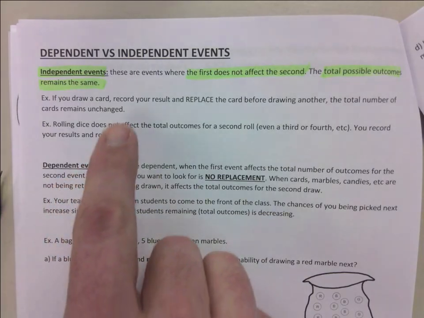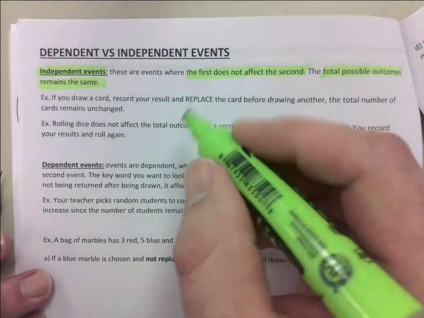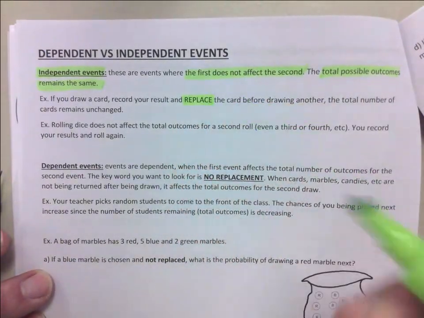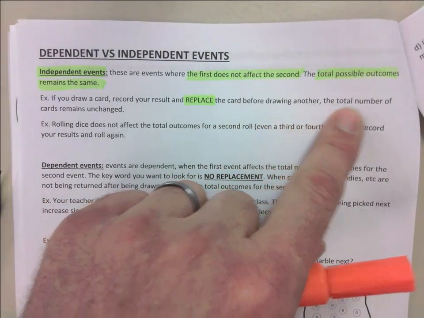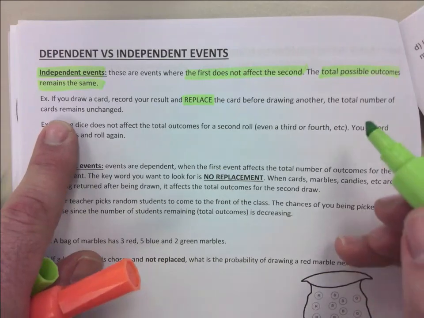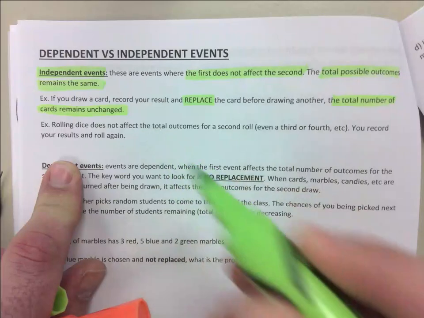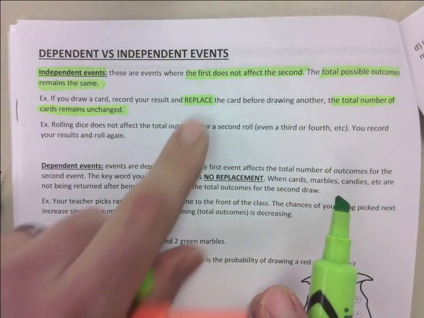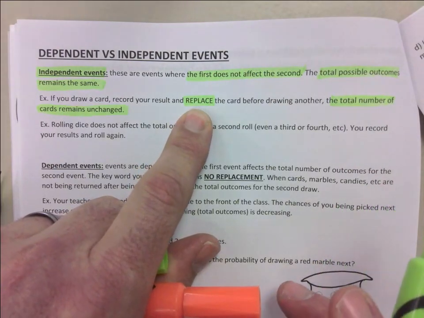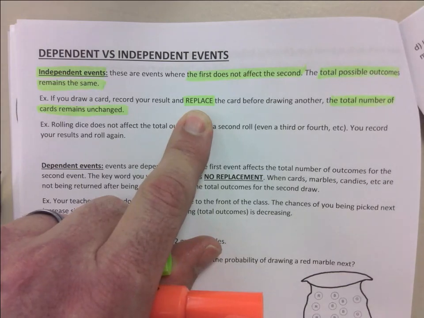Example, if you draw a card, you record your results, and here's the key word, you replace it. If you replace the card before you draw another one, the total number of cards has remained unchanged. So if I tell you that you're drawing two cards, one after the other, but you're replacing it, then not a big deal. Nothing is affected. Like the first one does not affect the outcome of the second one.